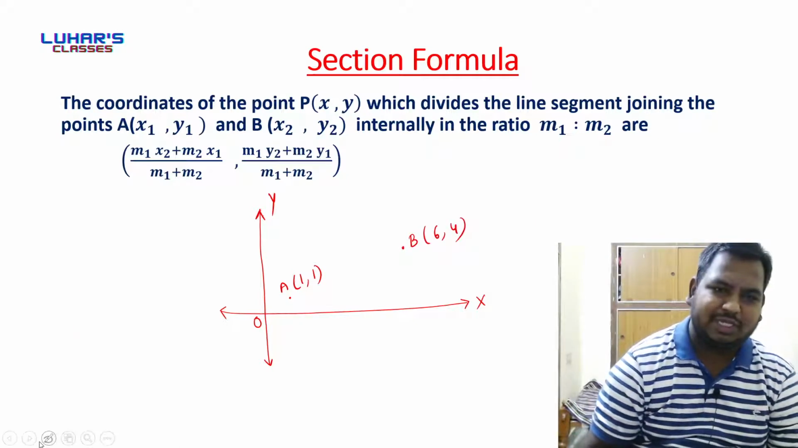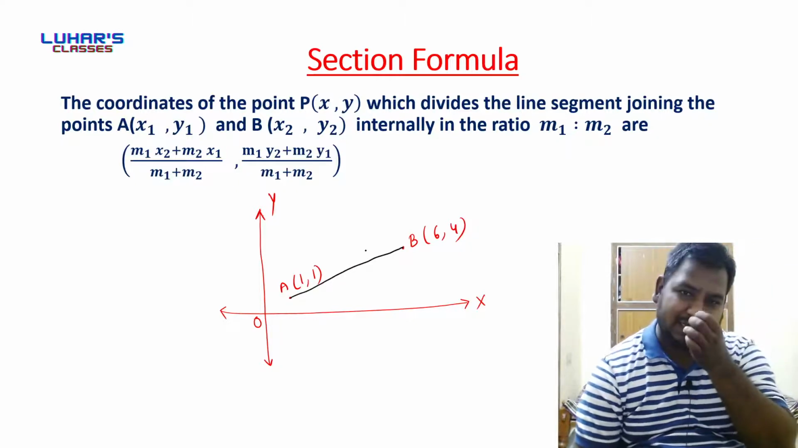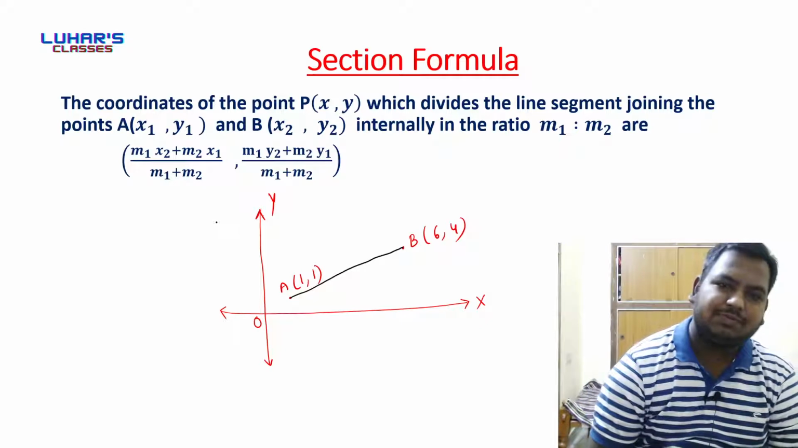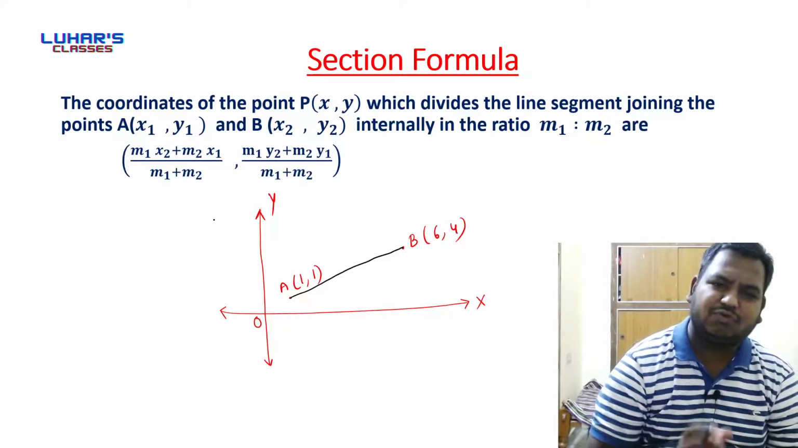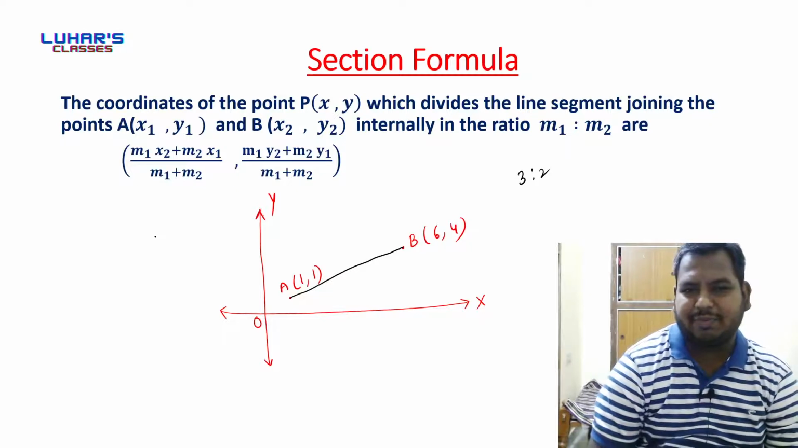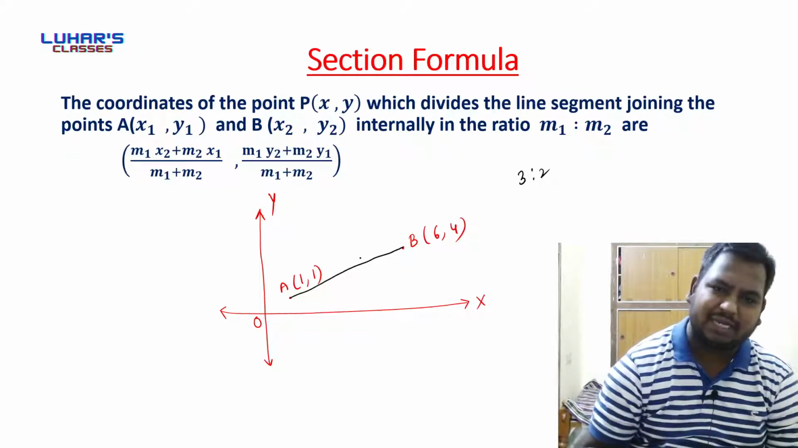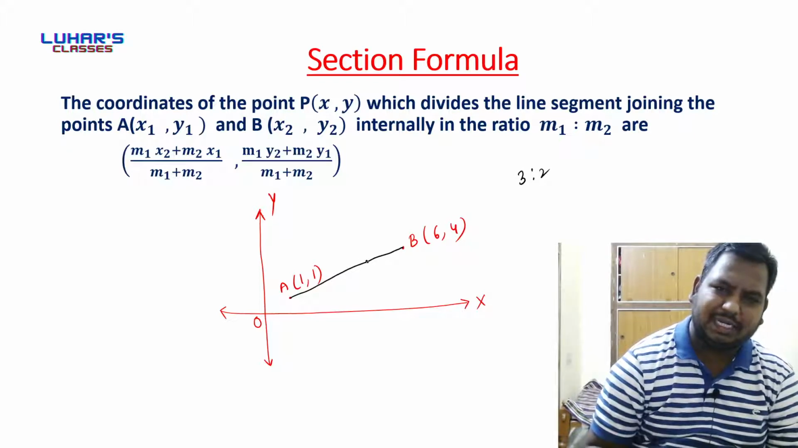If I join A and B, I am going to get a line segment. So I got a line segment AB. Now my intention is to find a point on the line segment AB which will divide it in the ratio 3:2. Did you get me? Mahendra sir wants to find a point on the line segment AB which will divide it in the ratio 3:2.